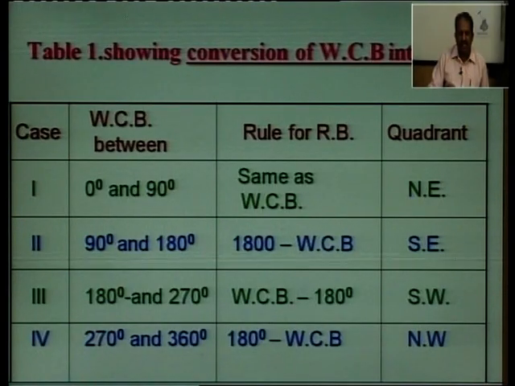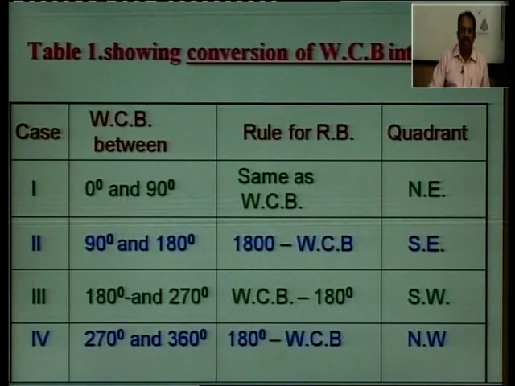The third case is when the whole circle bearing is between 180 and 270 degrees. The reduced bearing will be the whole circle bearing minus 180 degrees, and the line will be in the southwest, or third quadrant. Similarly, if the whole circle bearing is between 270 and 360 degrees, the reduced bearing will be 360 degrees minus the whole circle bearing, and the quadrant will be northwest, or fourth quadrant. So, this table shows how we can calculate the reduced bearing from the whole circle bearing.